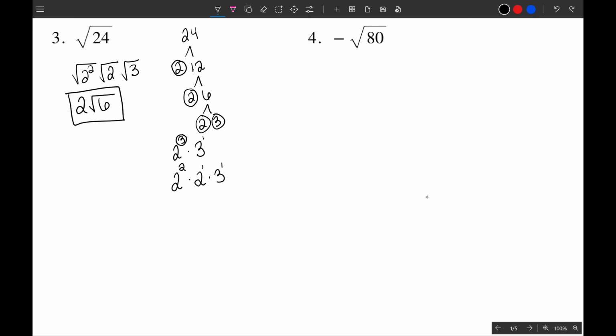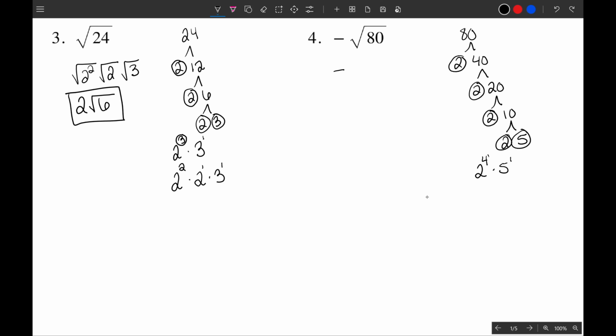Now, when you have a number on the outside, like this negative, you're just going to leave that there. All right, and you're going to do your factor tree for 80. So we have 2 times 40. 2 is prime. 40 is 2 times 20. 2 is prime. 20 is 2 times 10. 2 is prime. And 10 is 2 times 5, both of which are prime. So 2 to the 4th, I have 4 of those, times 5 to the 1st.